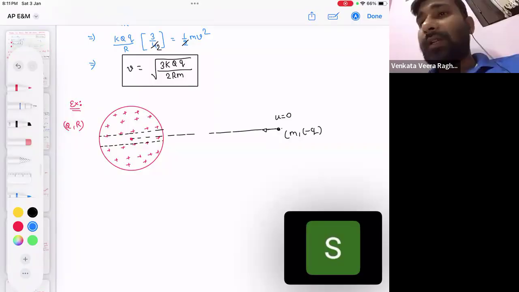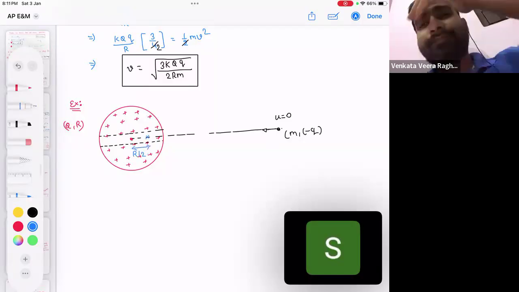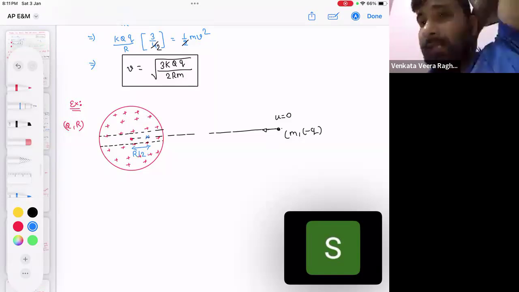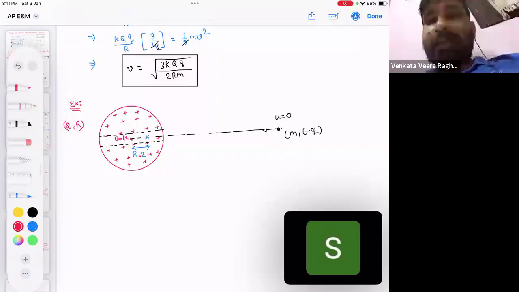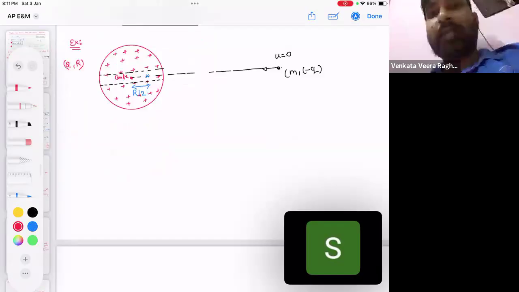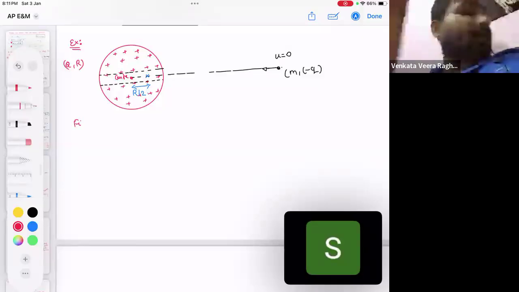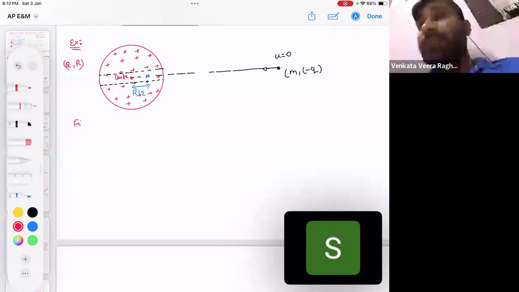Now they are asking in the question, it will go through the tunnel, isn't it? So now they are asking, when the particle is r by 2 from the sphere center, what is its velocity? Same question is there. Only thing is, in this question, I changed the distribution of charge. Instead of giving us the surface charge density, I gave the volumetric charge density. That is the one change I have done in the question.